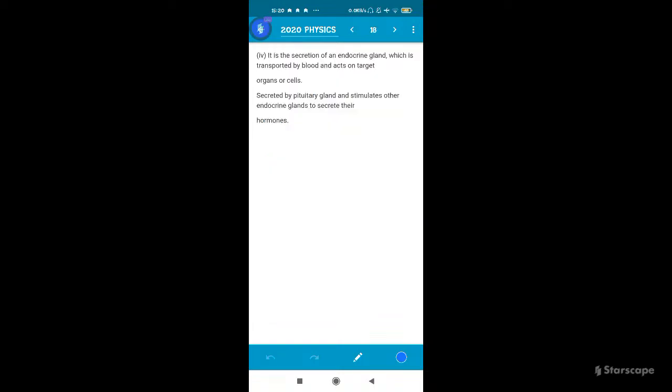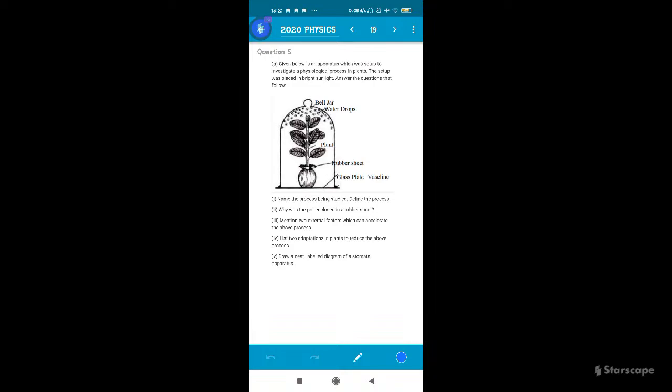Okay, let's move on to the next question. In question number 5, I am going to explain only question A, because the B section is not in the syllabus now. It is from the topic evolution and it has been removed for this year. So we are going to skip it.